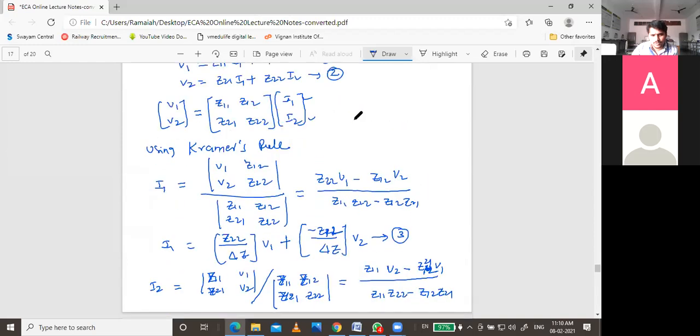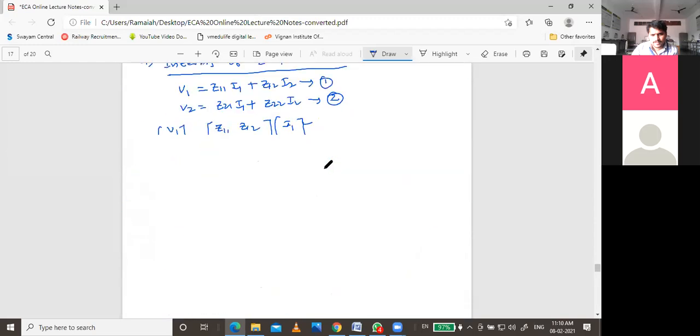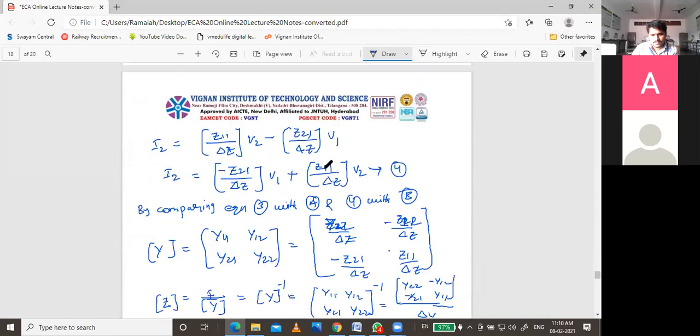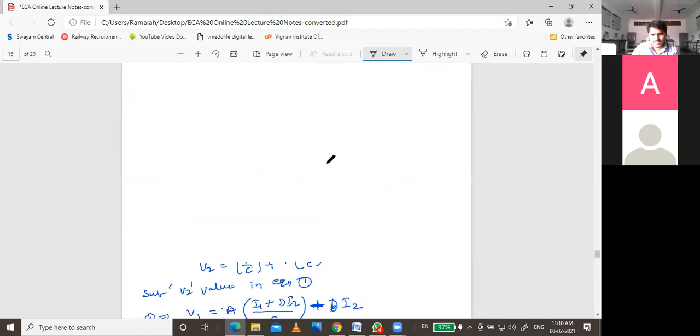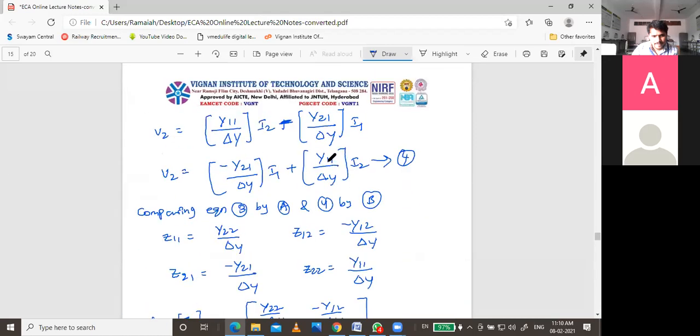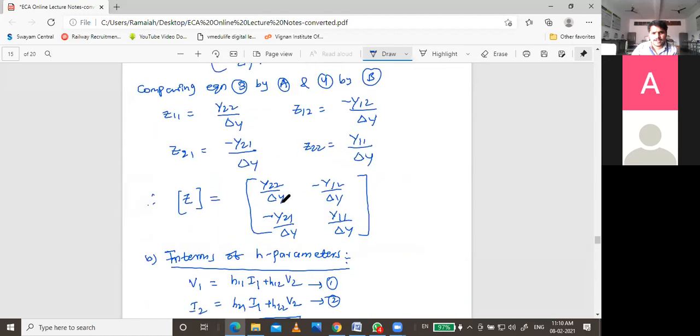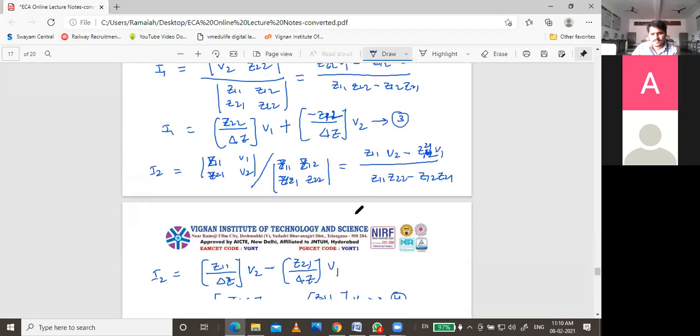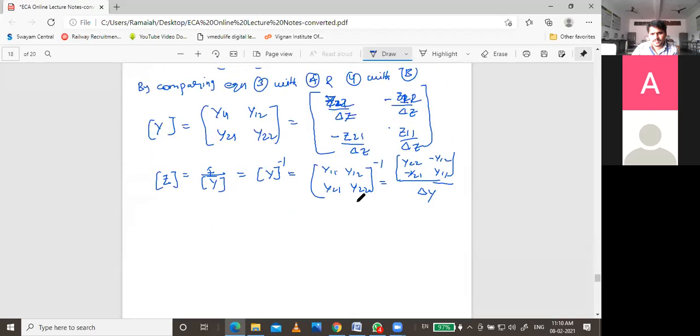So here also, first this value: Y22 by delta Y, Y11 by delta Y, minus Y12 by delta Y, minus Y21 by delta Y. That only we got here. Y22 by delta Y, minus Y12 by delta Y, minus Y21 by delta Y. Same.